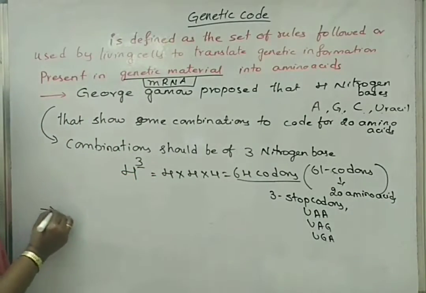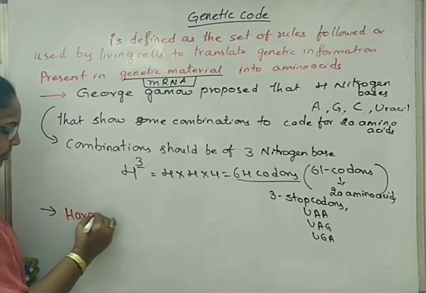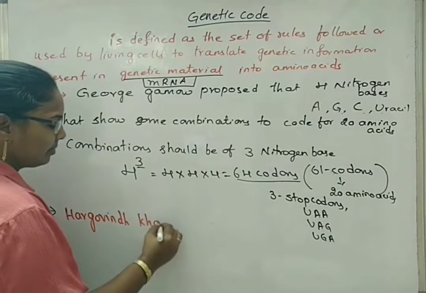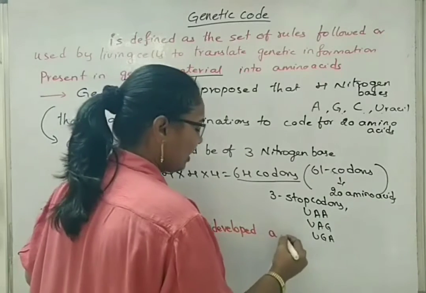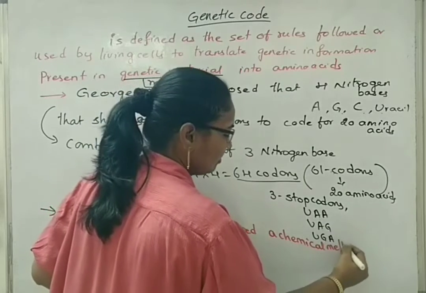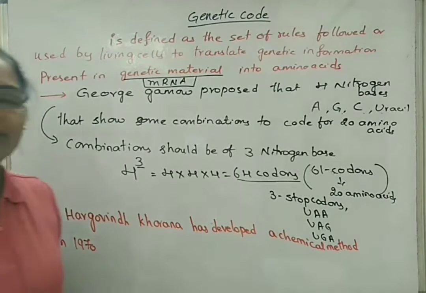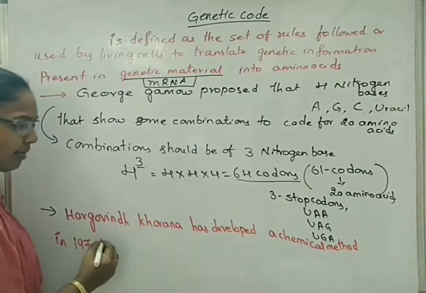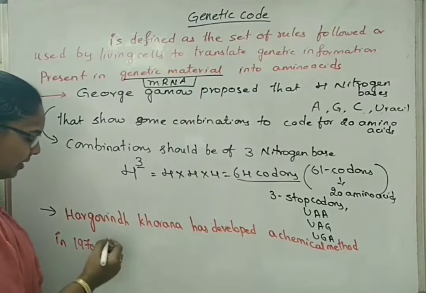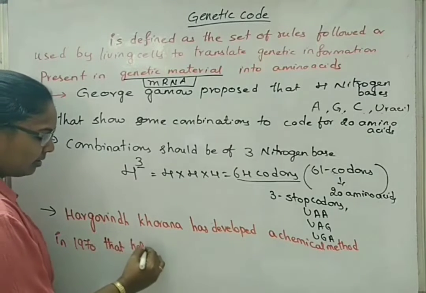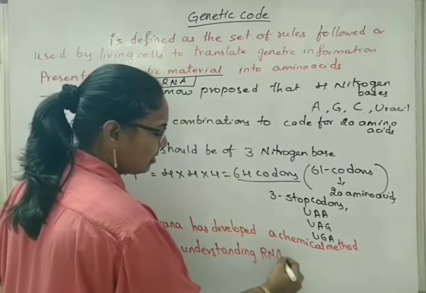Next, another scientist, Hargobind Khorana, developed a chemical method in 1970 that helped in understanding RNA synthesis.